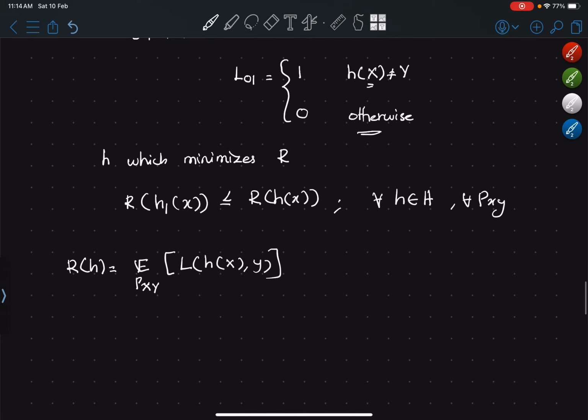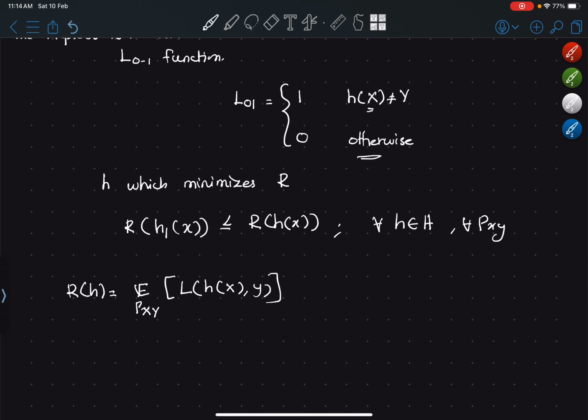If you see here, the way we have defined this loss function, this can be replaced by an indicator random variable. Why? What is an indicator random variable? Basically, it's a special case of a Bernoulli random variable. Why can we model this with a Bernoulli random variable? Because it's taking only 2 values, right?